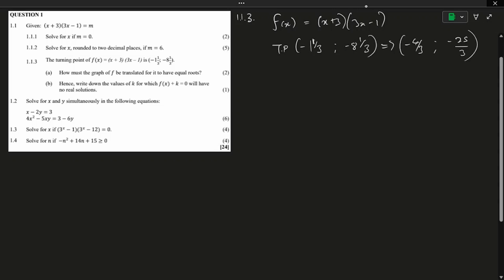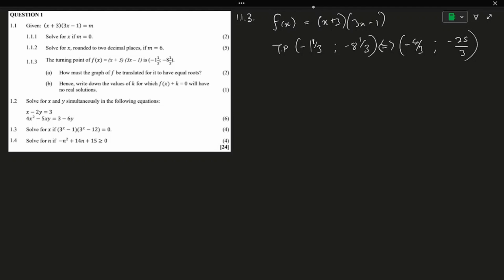If you don't like to use mixed fractions like this, you can convert them into improper fractions like -4/3 and -25/3. It's still the same thing. It's just that I don't like working with mixed fractions. They look ugly to me. You can do this if you want, but I'm going to work with both. So in other words, we have f(x) being that and we have turning points being either this or that. How must the graph of f be translated for it to have equal roots?